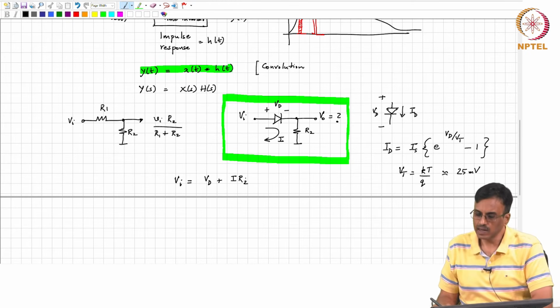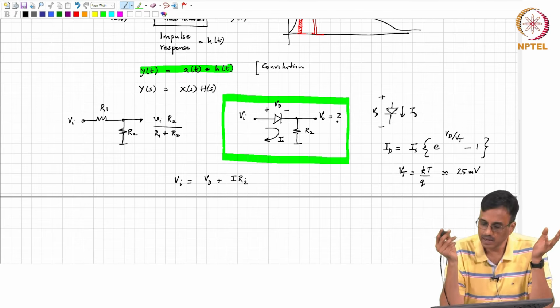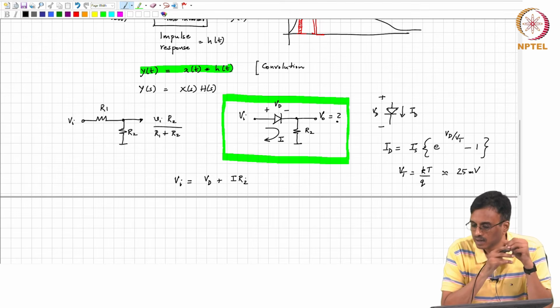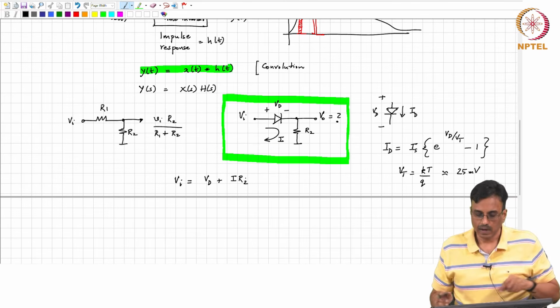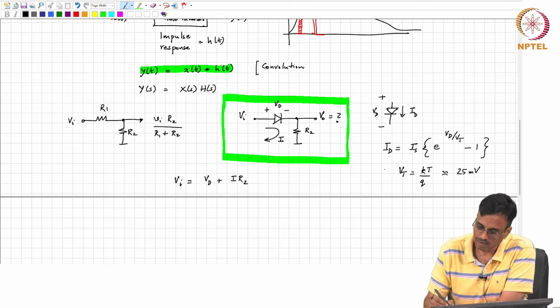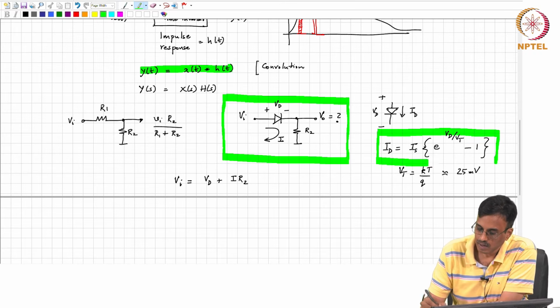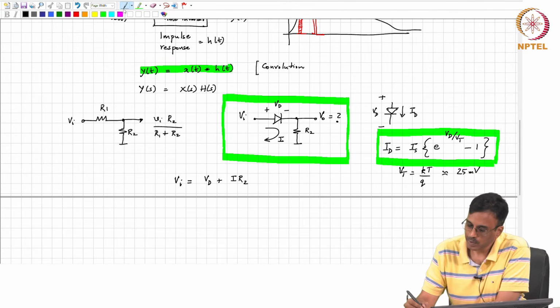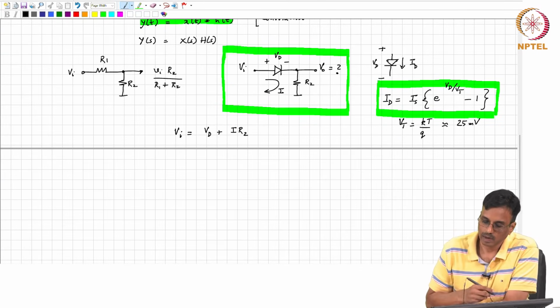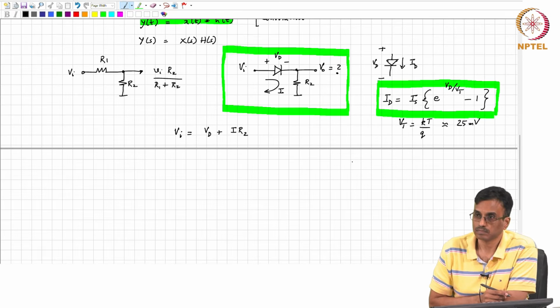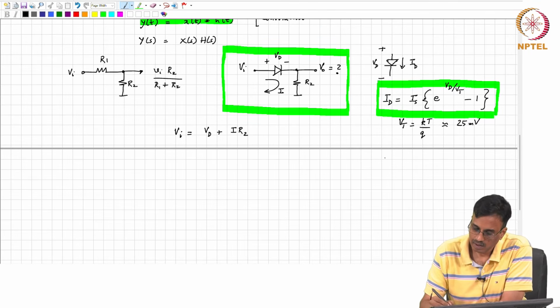Now, Vd unfortunately is not explicitly known in terms of Id, correct. Vd is a nonlinear function of Id, and so what comment can we make if Id is given by this equation? What comment can we make about how Vd is related to Id? Well, a couple of observations first.